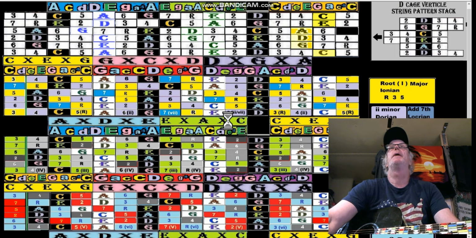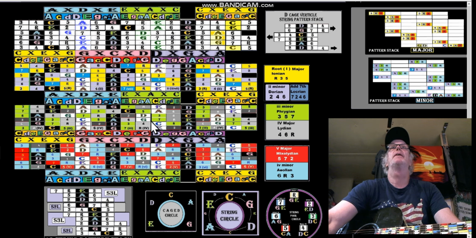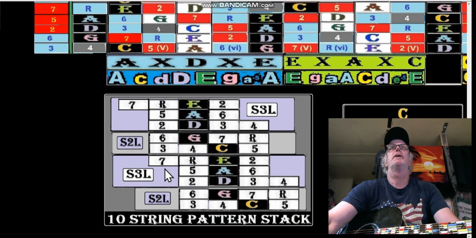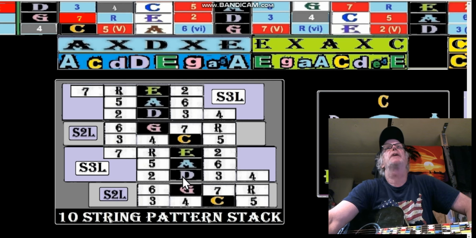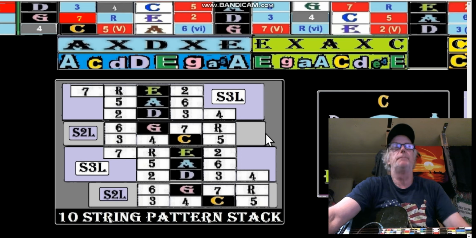How the patterns are in 4ths? I believe we have, do we have a pattern stack on this? Yeah, we have a pattern stack on this diagram. I have all of them. So again, the pattern stacks are in 4ths. All right, so this is how they go. Then you have to bring them over.